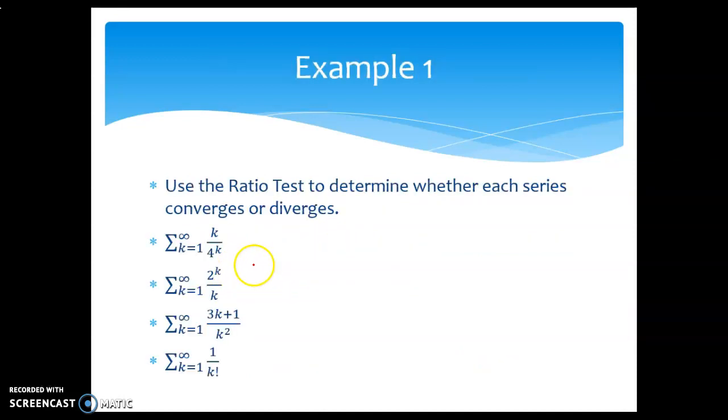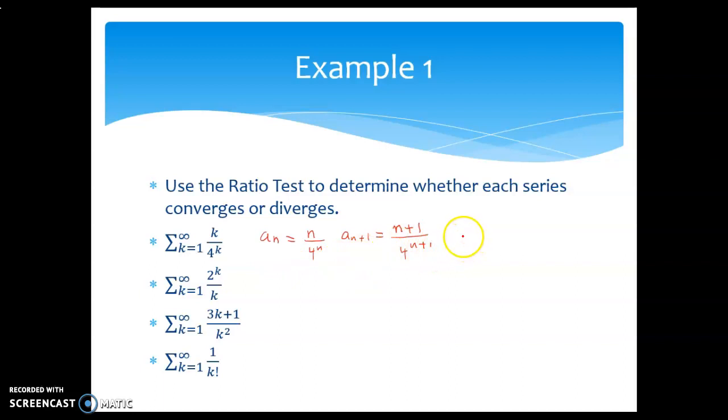Okay, so this is the example. We are going to use the ratio test here. For the first problem, a of n is going to be equal to n over 4 raised to the power of n. Then a of n plus 1 is going to be equal to n plus 1 over 4 raised to the power of n plus 1.